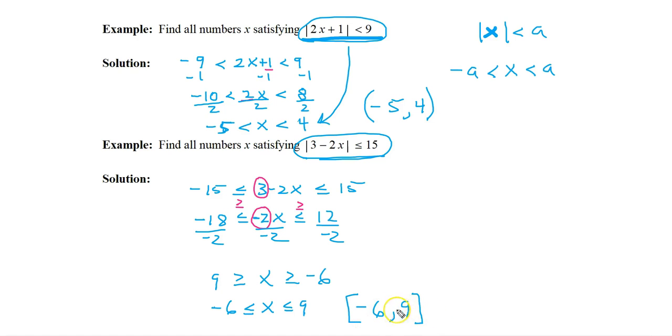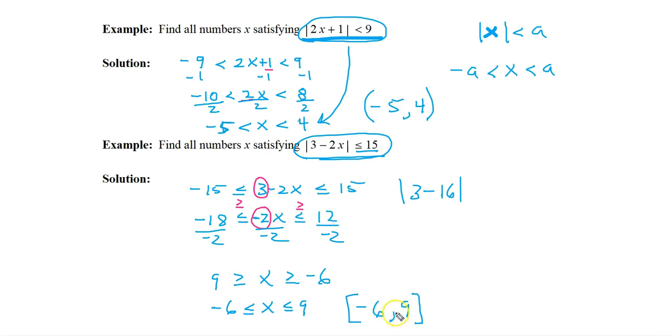Notice if we pick a number in here like 8 and put it in for x, we would get 3 minus 16. Absolute value of that is -13. So, I'm sorry, we get the absolute value of -13, which is +13, and that is less than 15.